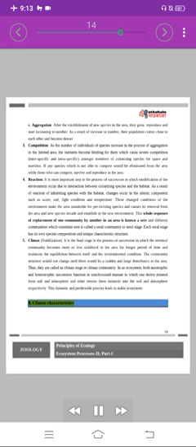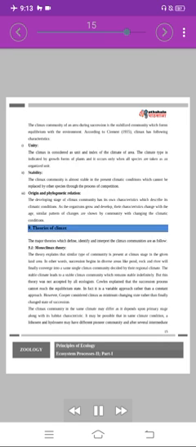8. Climax characteristics. The climax community of an area during succession is the stabilized community which forms equilibrium with the environment. According to Clements 1935, climax has the following characteristics. I. Unity. The climax is considered as a unit and index of the climate of the area. The climate type is indicated by growth forms of plants and it occurs only when all species are taken as an organized unit. II. Stability. The climax community is almost stable in the present climatic conditions and cannot be replaced by other species through the process of competition.